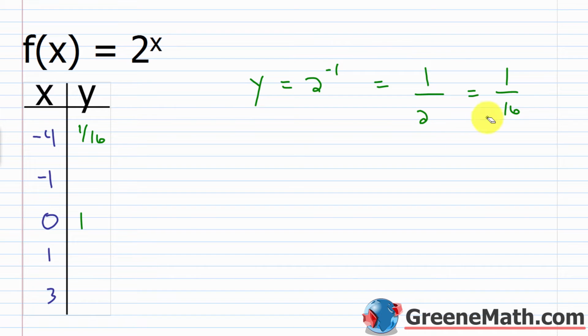So we know that if we had a -1 there, it would be 1 over 2 to the power of 1, which is just 1/2. So this guy would be 1/2. We've already figured this one out. That's 0, 1. So now we're dealing with positive exponents.